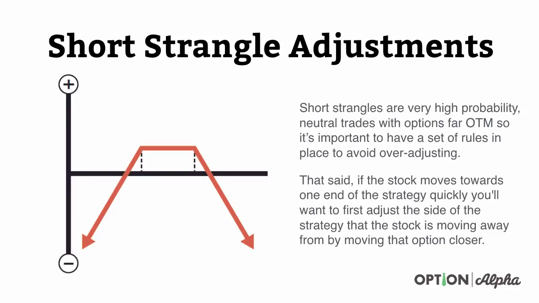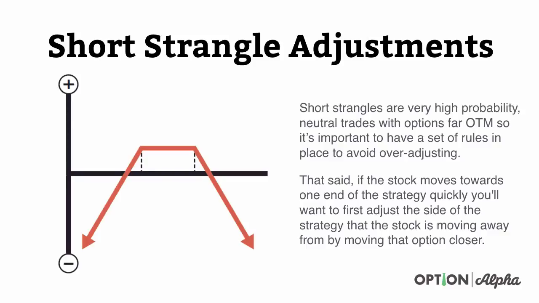So first thing that we want to talk about is short strangle adjustments. Short strangles are very high probability neutral trades with options far out of the money. So it's important to have a set of rules for placing adjustments so that you don't over adjust trades. We already talked about this in one of the videos here on track number 3, so I'm not going to cover it, but it's worth a comment here again.